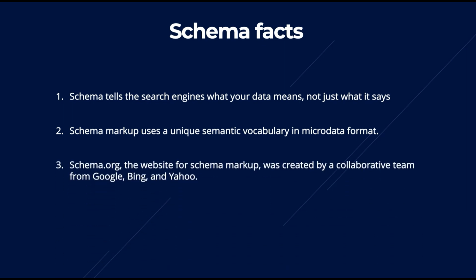The third, schema.org, the website for schema markup, was created by a collaborative team from Google, Bing and Yahoo. It's not too often that competitors come together to help each other out, but schema.org is exactly that kind of inter-industry collaboration. As a result, what you have is an agreed upon set of code markers that tell major search engines what to do with data they find on your website.